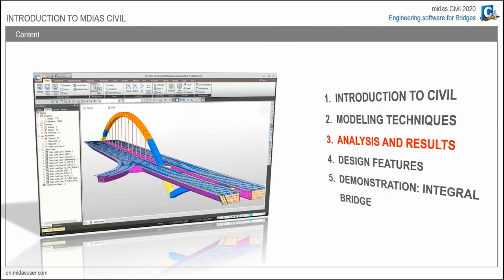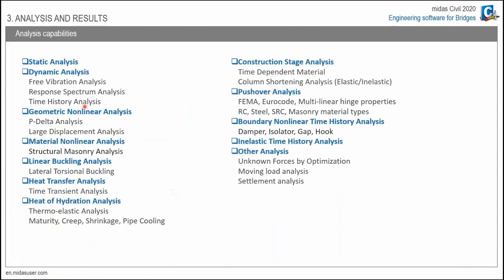Now coming to the analysis options. Mostly all types of analysis are available, starting from basic static analysis to dynamic free vibration, response spectrum or time history analysis. Then we can go for geometric nonlinear analysis, material nonlinear analysis, linear buckling analysis, heat transfer analysis. Usually we go for heat transfer and heat of hydration analysis where we have mass concreting, such as dams or big bridge projects. Then we can go for construction stage analysis with time dependent effects as well. Then column shortening analysis, inelastic and elastic. If you want to go for a capacity design, we need to perform pushover analysis, and here we can perform pushover analysis as well.